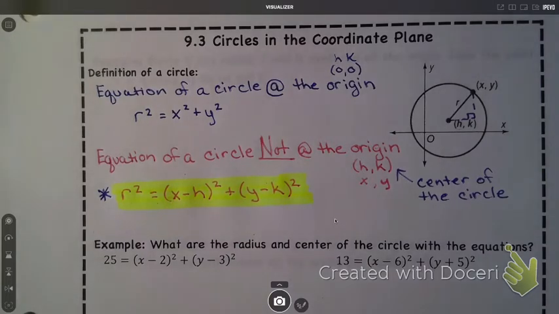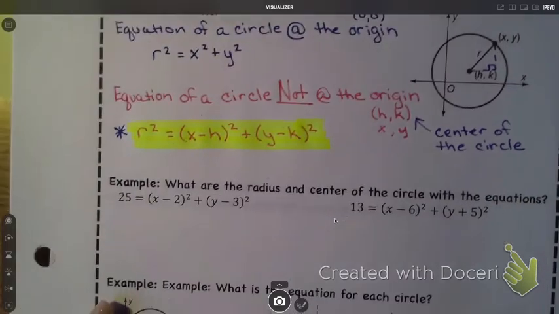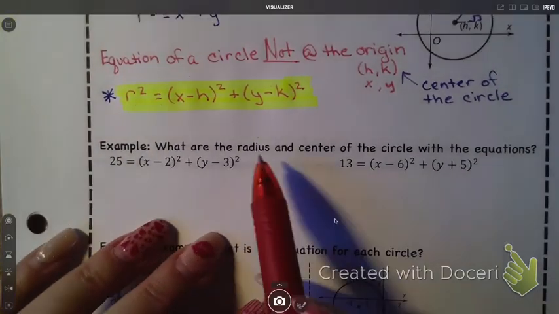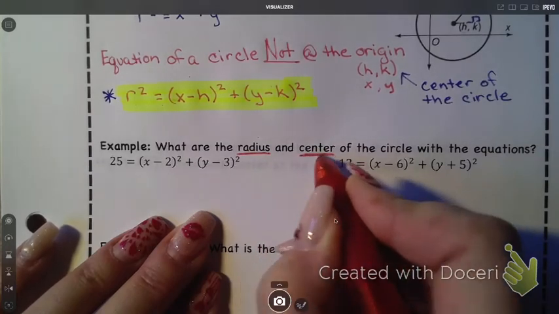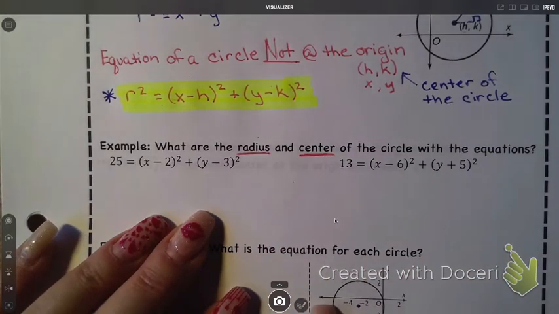But okay, so that is what our day is centered around. You guys ready to start using it? Sure. Thank you, Brian. Okay, so the next one says, what is the radius and the center of the circle?